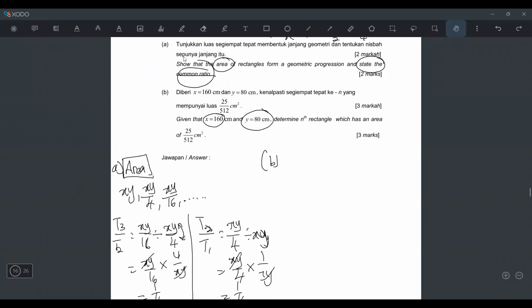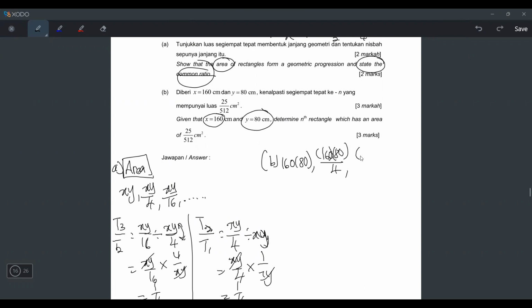So if X is 160, Y 80, this is very useful because I know the first area will be what? 160 times 80 already. And then I know the second rectangle's area will be 160 times 80 over 4. And then the third rectangle will be 160 times 80, because X times Y over 16. And it keeps going. So let's press and see what I get.